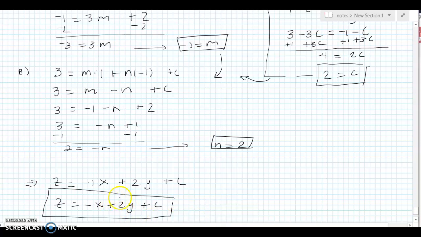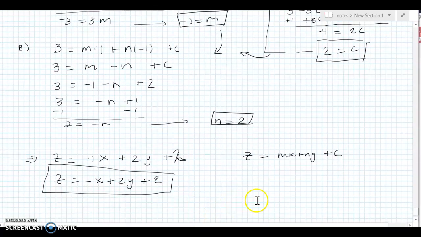Of course, usually we'd probably have c listed first. Oh, that's a 2, sorry. That should be a 2, right? This should be a 2 because I plugged in. There we go. Remember, my equation of the line is mx plus ny plus c. And there we have it. We solved them all. Okay, that's one way of doing it.